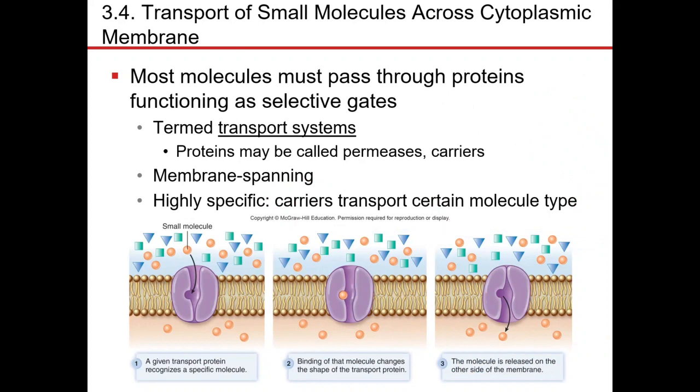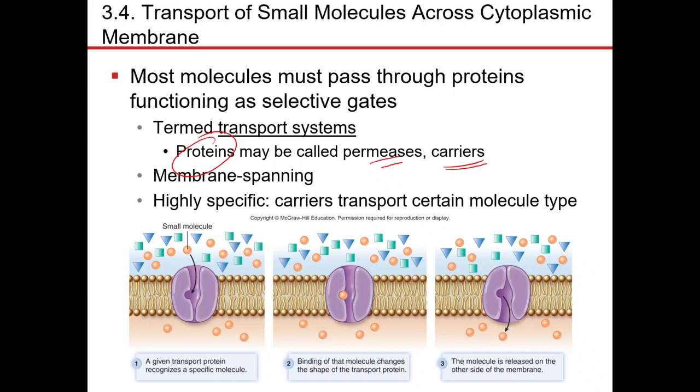Now, small molecules, especially hydrophobic molecules like nitrogen gas and oxygen gas, move very freely through the plasma membrane. But sometimes other molecules like amino acids may require special transport proteins. They can also be called carrier proteins or permeases because they permeate through the plasma membrane.